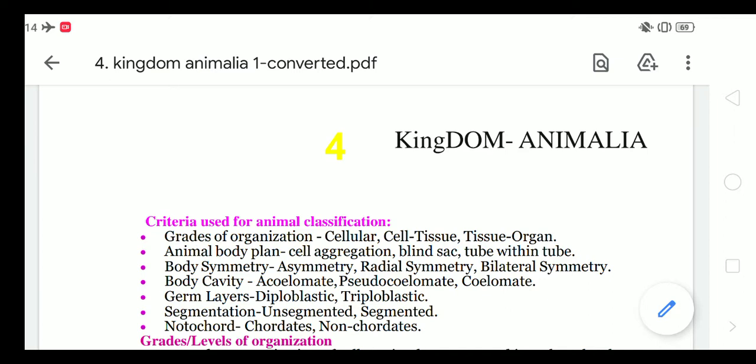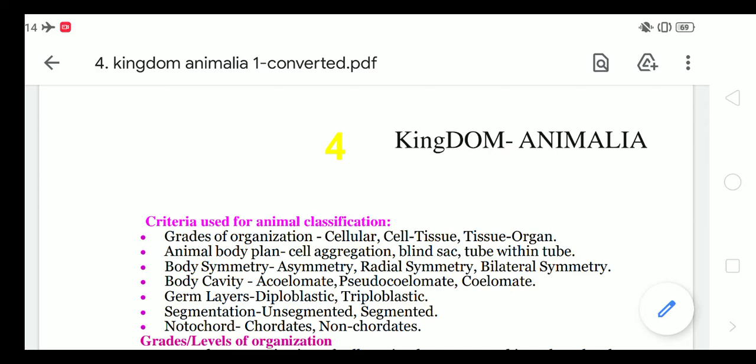Good morning, students. In the last lecture video, we finished our first chapter, that is, the living world. Today we are going to start the next chapter, that is, Kingdom Animalia.